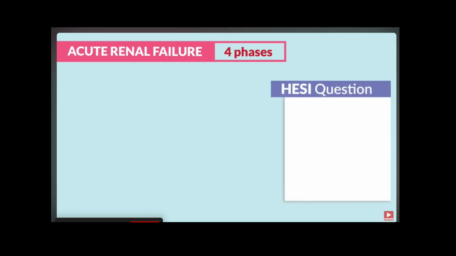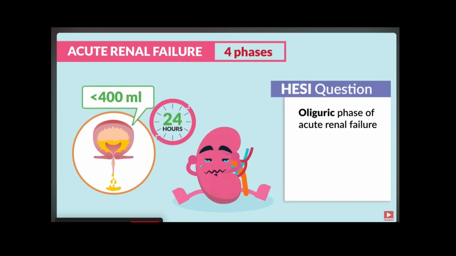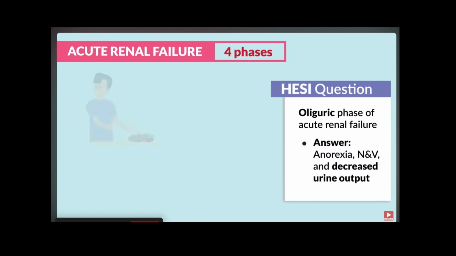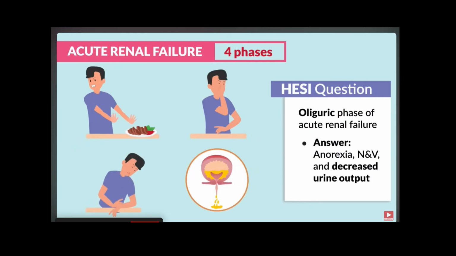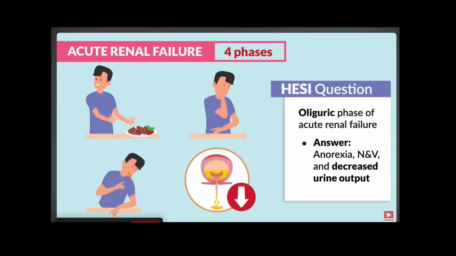Now, a HESI scenario asked, oliguric phase of acute renal failure, some key findings. And the answer is anorexia, nausea, vomiting, and, key term here, decreased urinary output. So just think low urinary output with oliguric phase.